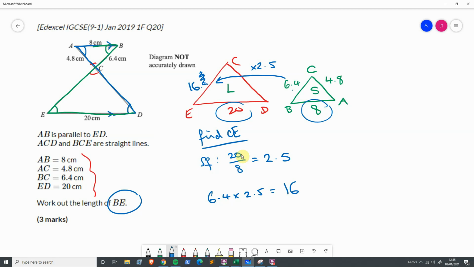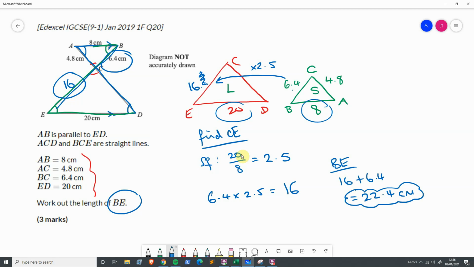And I can draw that onto my original diagram. So C to E is 16. So therefore, going from B to E, that includes the 6.4 and the 16. So therefore, BE equals 16 plus 6.4, which is 22.4 centimeters. So that's kind of as hard as it gets with just a finding lengths type of problem. They can always throw it in and involve other different skills to make it even harder. But as a standalone question, that's as hard as it's going to get.